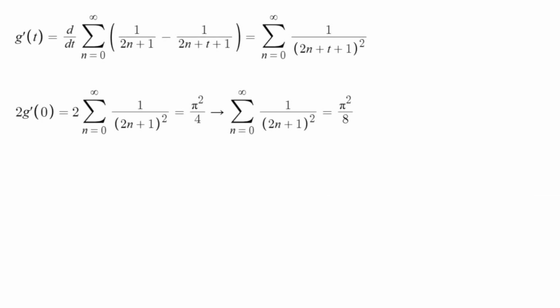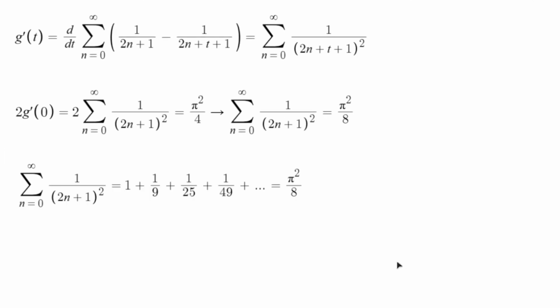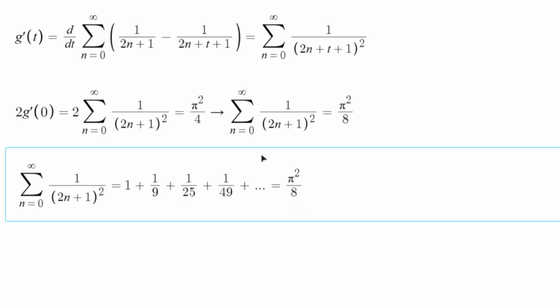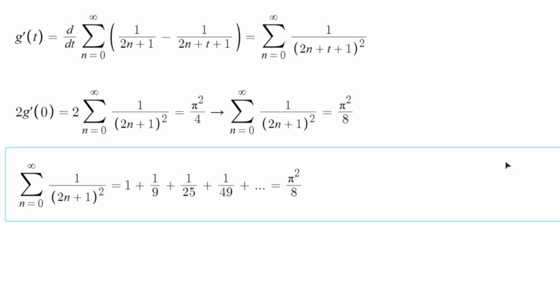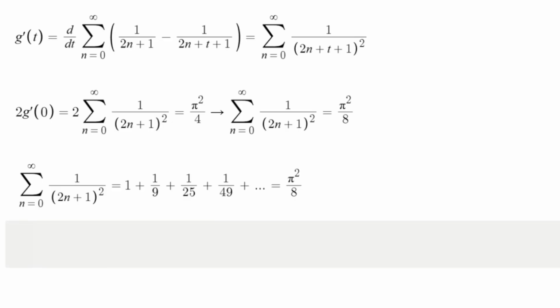And of course, that sum right there, if you take the first 4 terms, you'll see that this sum is just 1 plus 1 over 9 plus 1 over 25 plus 1 over 49, on and on forever. And we know that that is equal to pi squared over 8. So now let's set j equal to the sum that we originally wanted to find out. We want to know what this is equal to, so we set some constant j equal to it.